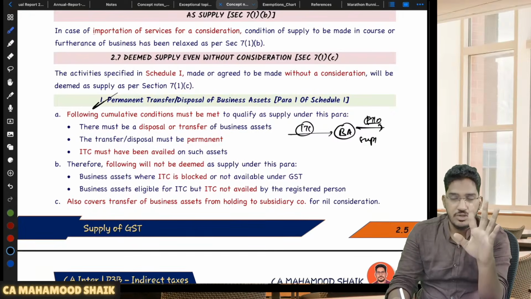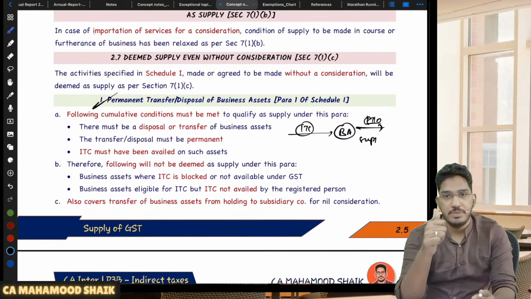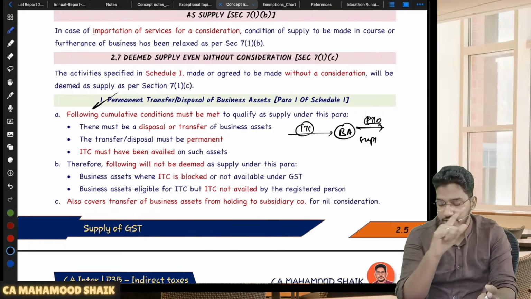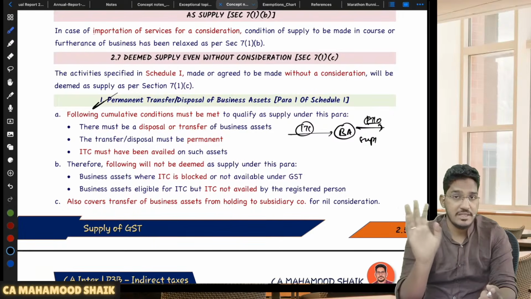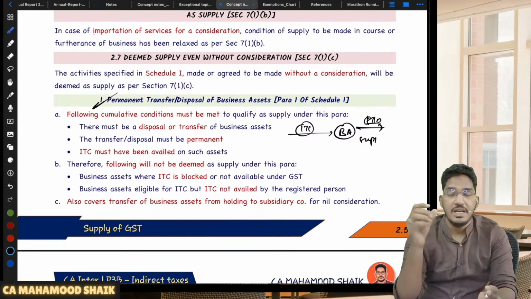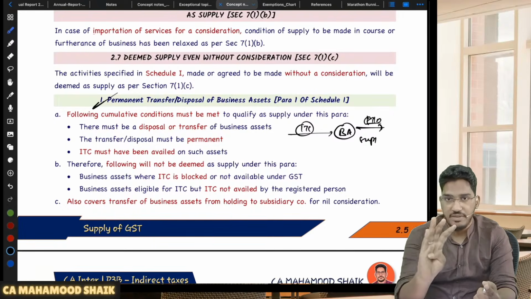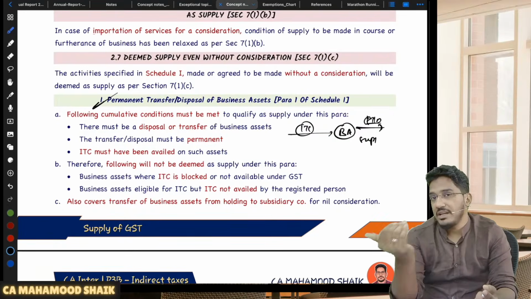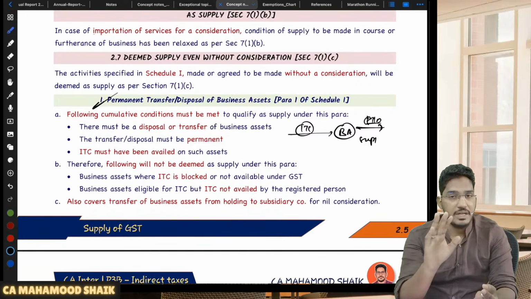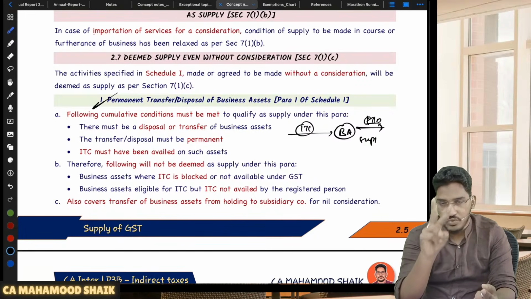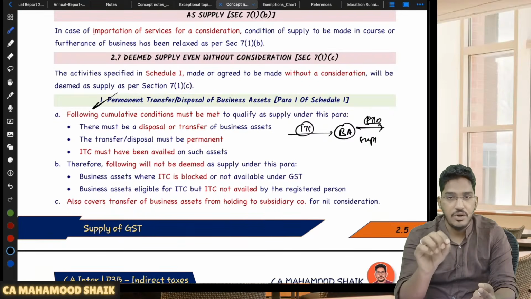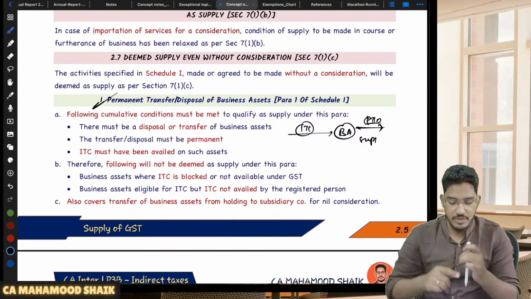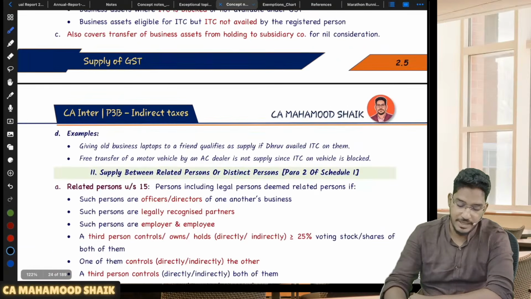And here there are a few conditions in order to qualify as supply. Number 1, the transfer or disposal should be permanent. It should not be temporary. And that permanent transfer or disposal should be of a business asset on which ITC is availed. In case there is a business asset on which you have not availed ITC, or a business asset on which ITC is blocked, if you are permanently transferring or disposing of it, it will not be qualified as supply if done without consideration. So 2 conditions: the transfer should be permanent and the business asset should be one on which ITC should have been availed. Then only that will be deemed as supply.